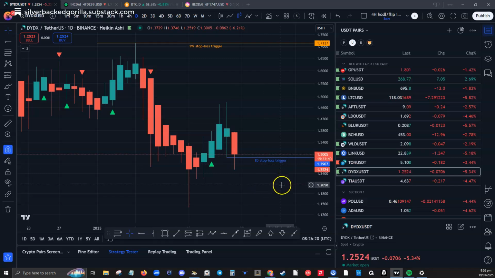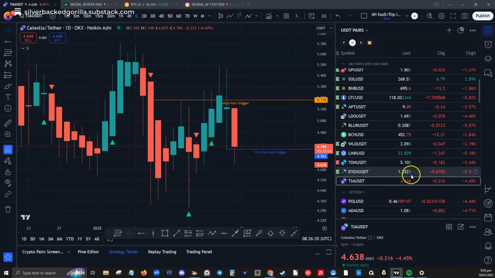DYDX is a current long, and then it's been stopped out. So if you're not in it, don't get it. If you are in it, it would have stopped out at the stop loss level around the start of the trading day. If you didn't get that, then get out of it now. Just manually close it. TIA is Celestia. Of course it is. From here to here, we moved our stop loss and we've been smashed out after the close or beginning of the new trading day. Again, same deal. If you are in it, get out of it. If you weren't in it, don't get in it. And then obviously wait till the new trading day starts tomorrow.